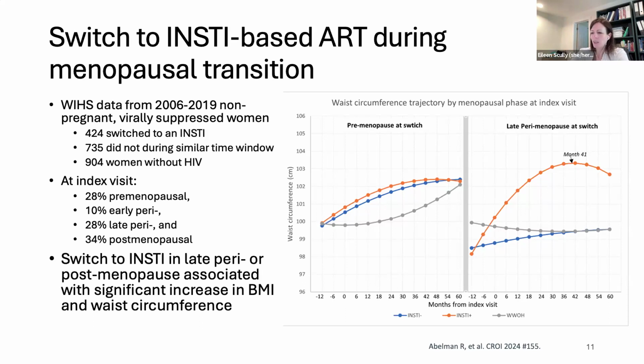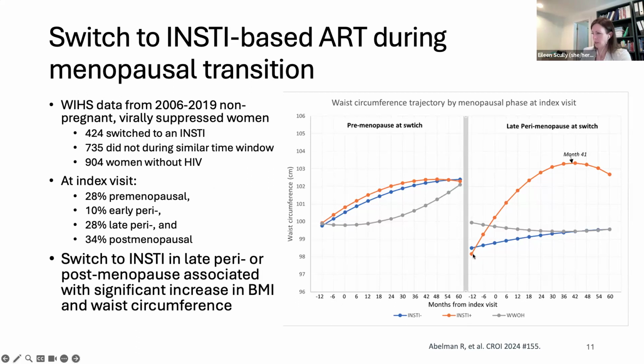And what they identified was that a switch to INSTI in late peri or post-menopause was associated with a significant increase in BMI and waist circumference. And that's what's seen here on the left, reproduced from her abstract. So the INSTI negative is here, and the INSTI positive switch is in orange. The women without HIV are in gray. So if you're premenopausal, you switch, maybe a little bit more with INSTI, but not that much.